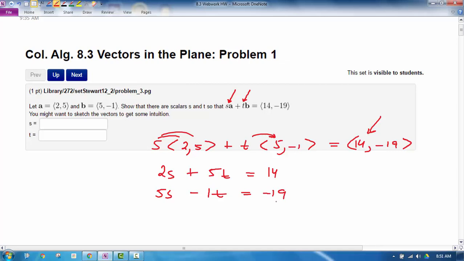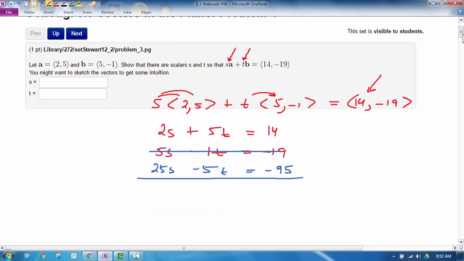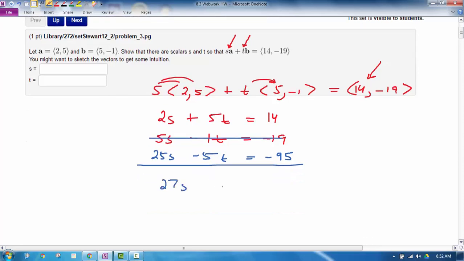So from there, I get a system of two equations with two variables, and you can solve this system by any method you choose. I'm going to multiply through the bottom one by 5, and I'm going to replace that then with 25s minus 5t equals -95. So I'm going to cross this one out now, just so I can add these first and last ones together here. And that gives me 27s equals -81. Divide both sides by 27, and I get s equals -3.